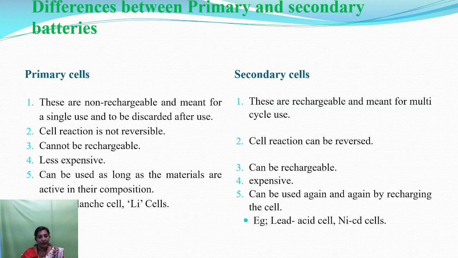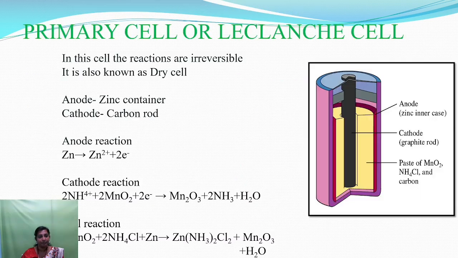The examples of primary cell are the Leclanché cell or lithium cells. Examples of secondary cells are the lead acid cell and the nickel cadmium cell.